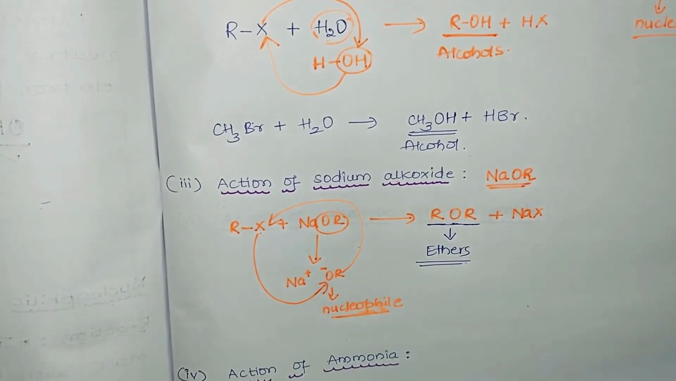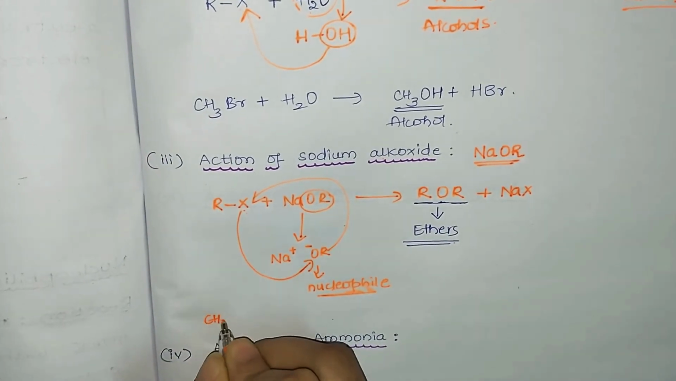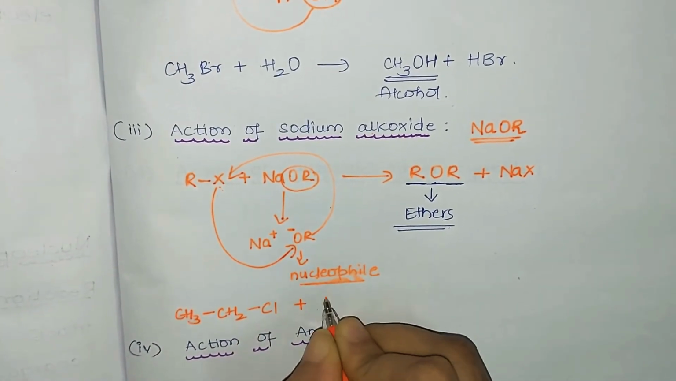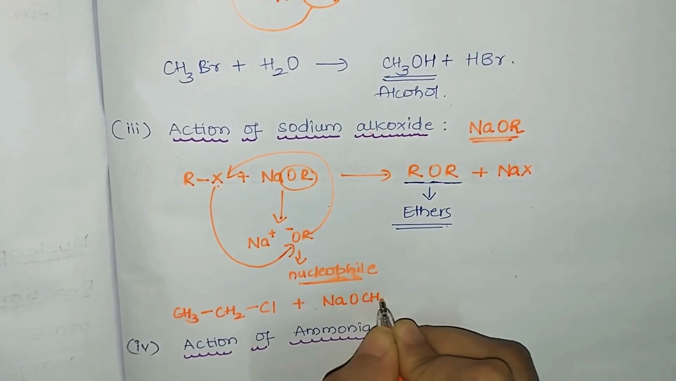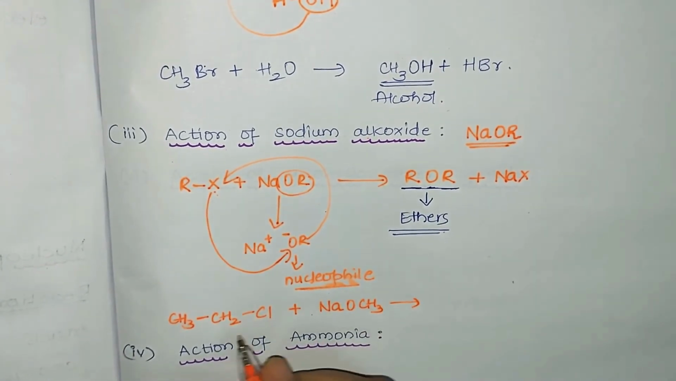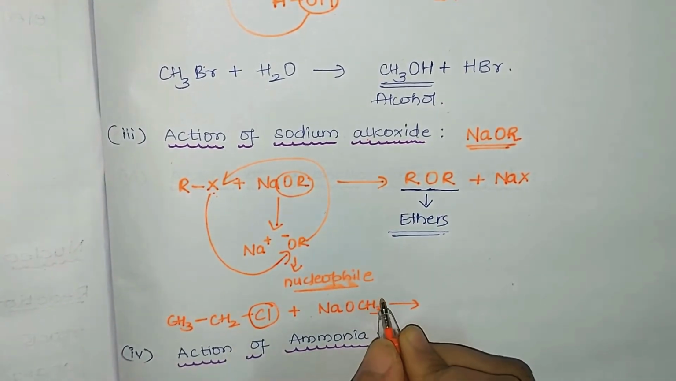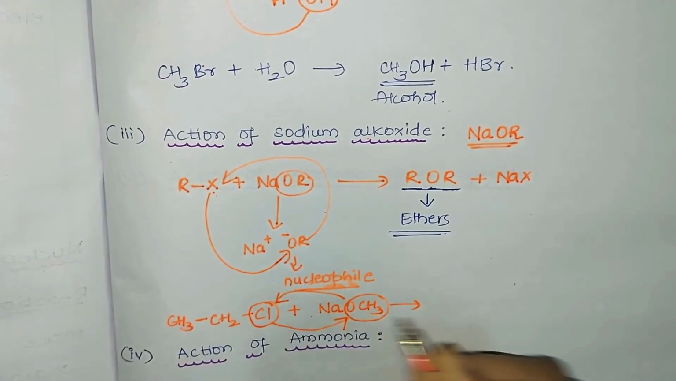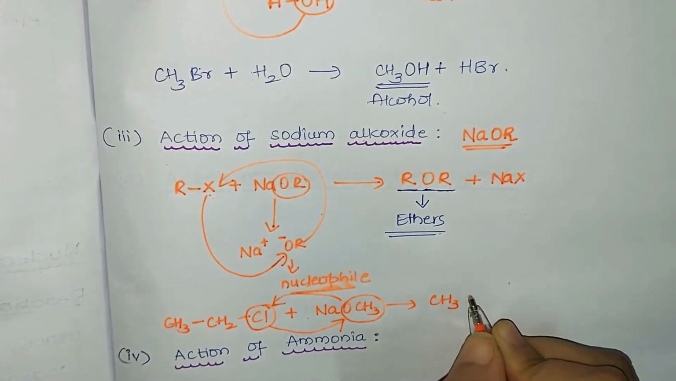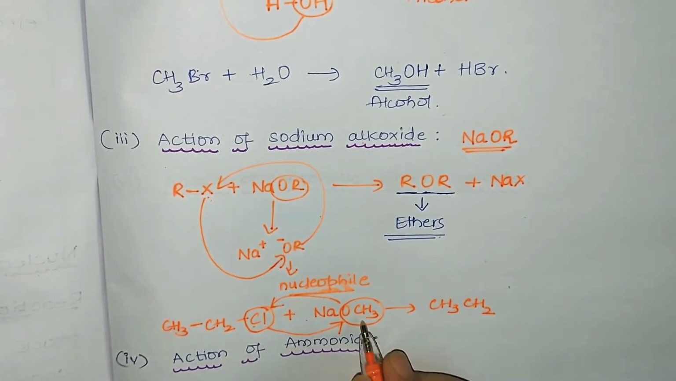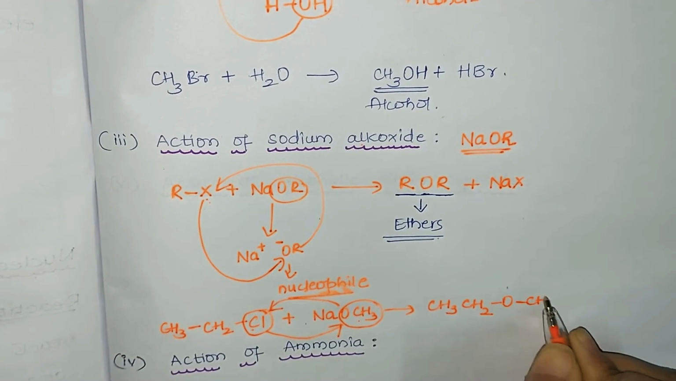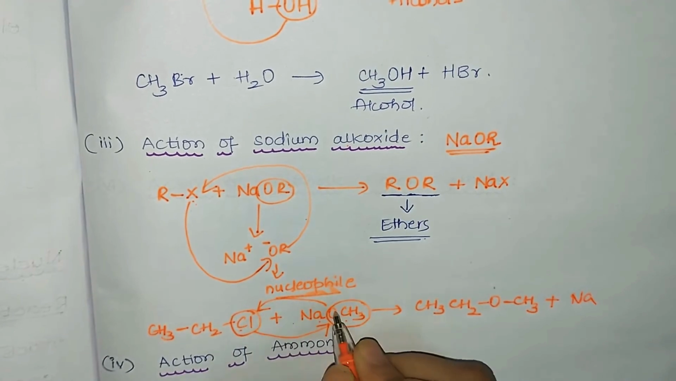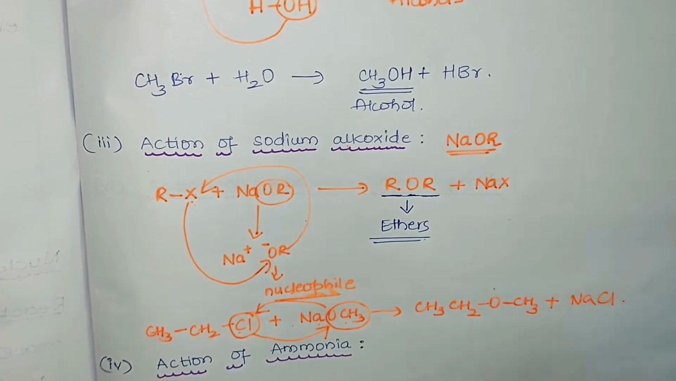Let us consider an example. When you consider ethyl chloride reacting with sodium methoxide, that is NaOCH3, what will be the product here? Which is our nucleophile? Cl and OCH3. So Cl will be substituted by OCH3, and OCH3 by Cl. So what will be the product? CH3CH2, instead of Cl, which is our nucleophile, OCH3, plus Na. Then next, what do we have here? Which is the nucleophile? Cl. So NaCl.